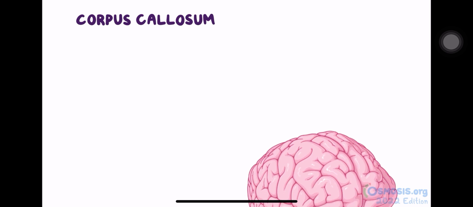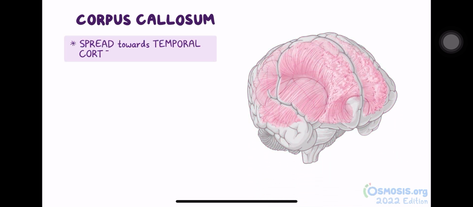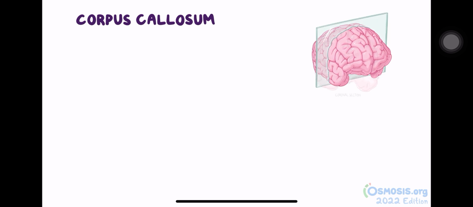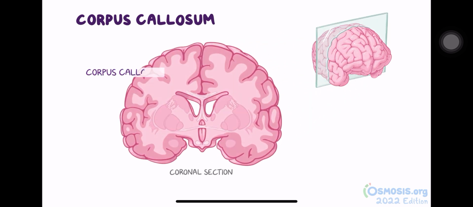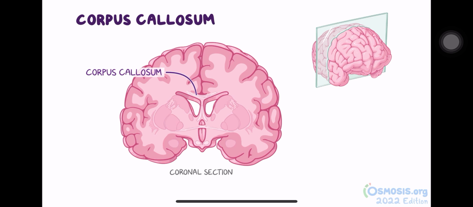Lastly, fibers from the body of the corpus callosum spread laterally towards the temporal cortex. A part of this lateral radiation forms a roof over the central part of the lateral ventricle, and hence it is called the tapetum, which means covering or carpet. On a coronal section of the brain, we can see the corpus callosum at the bottom of the longitudinal fissure and superior to the lateral ventricles, forming a bridge between the hemispheres.